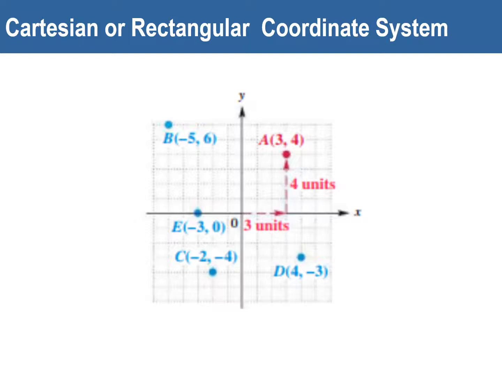So for the Cartesian or rectangular coordinate system, and we'll refer to both of them, if I have the point (3, 4), that means I'm going to go to the right 3 and up 4. If I have B as (-5, 6), that means I'm going to go to the left 5 and then up 6. And similarly, if I wanted (-2, -4), that means I'm going to go to the left 2 and then down 4.